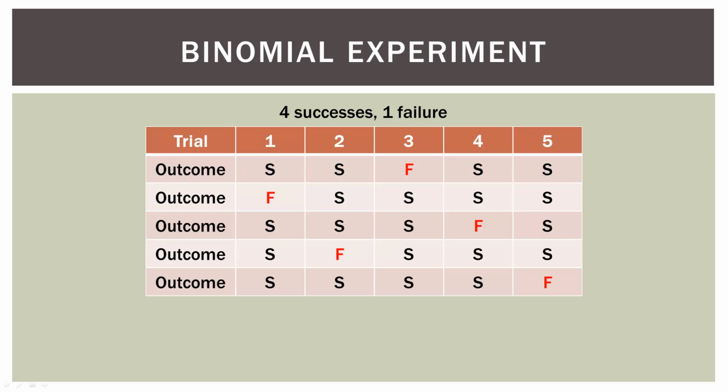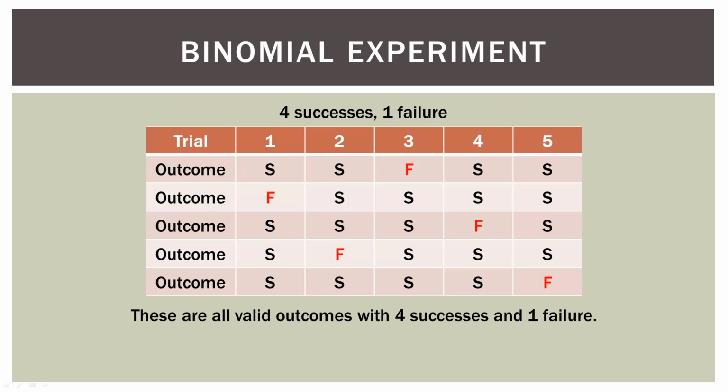So the failure can occur in any of the 5 spots of the trial, which means the successes can't occur in any of the other 4. So remember, we're interested in the successes. So how can we represent this? We can look at this chart and say, well, there are 5 different ways we can have 4 successes and 1 failure. So how do we do that in mathematical notation?